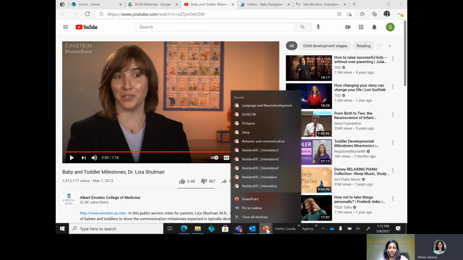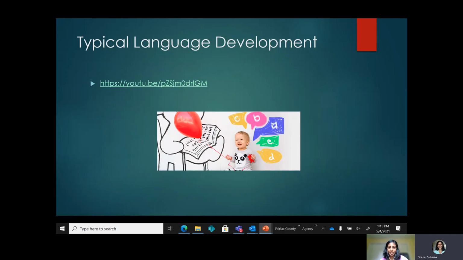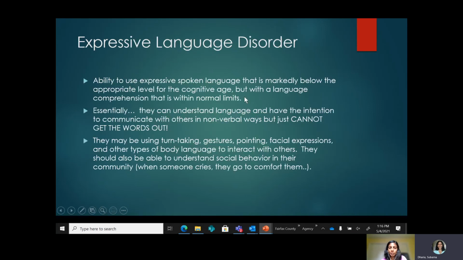So as you can see, there's a lot going on with these typical toddlers and even infants as they start to learn language. And I'd like you to keep in mind those 3 areas because we'll come back to them as we continue on. Let's move on to what an expressive language disorder might look like.